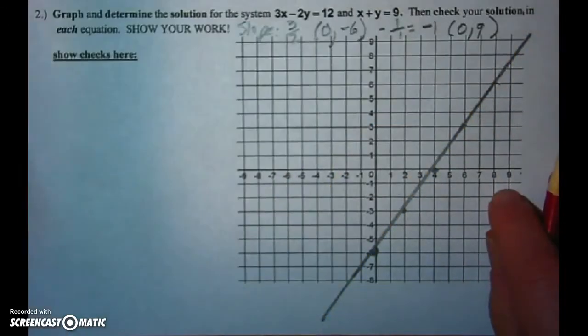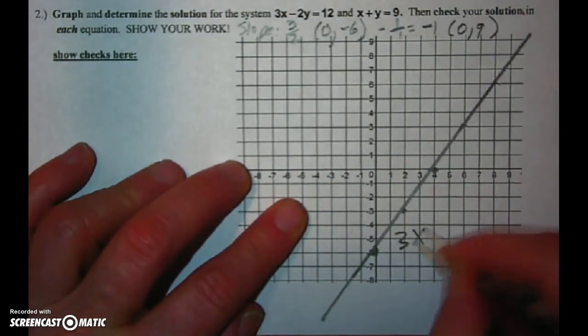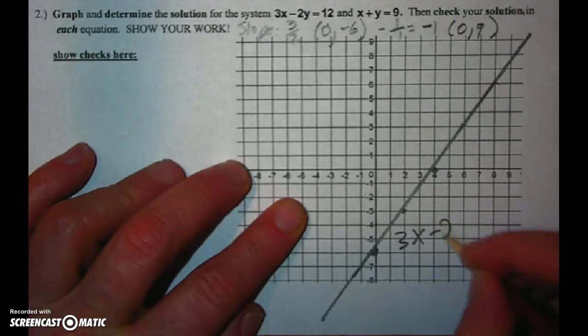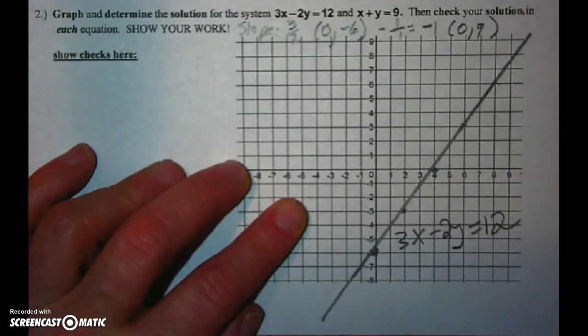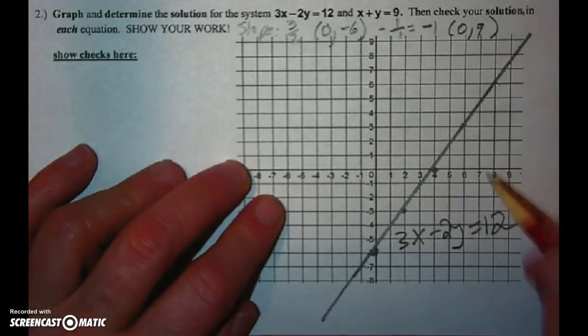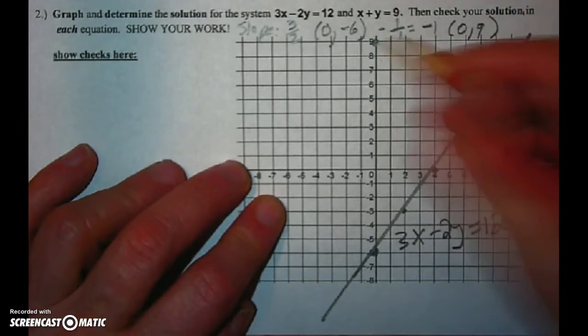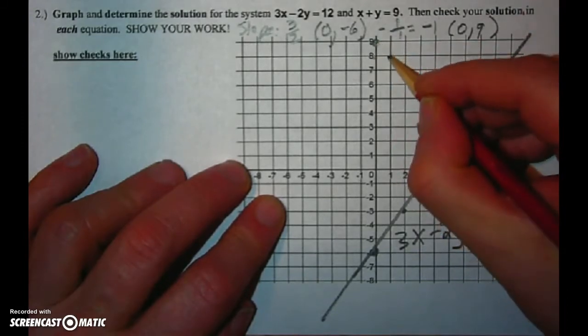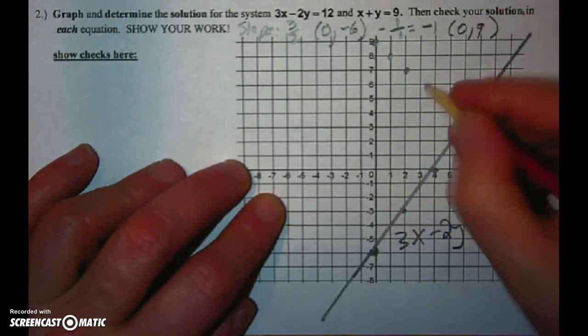So there's our first line. And that line is 3x minus 2y equals 12. Right? Okay, let's get to our second line. We know that our y-intercept is at 9, and it's telling us to go down 1 over 1. That's what the slope's telling us to do. Down 1 over 1.